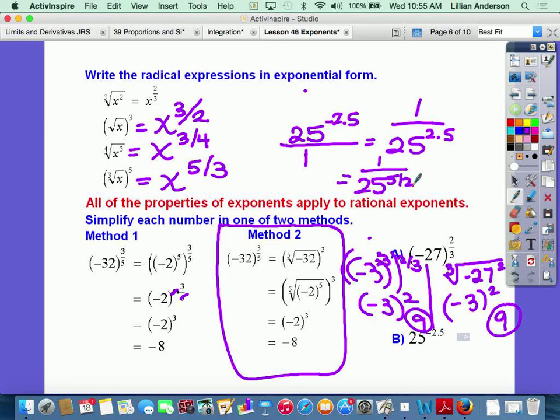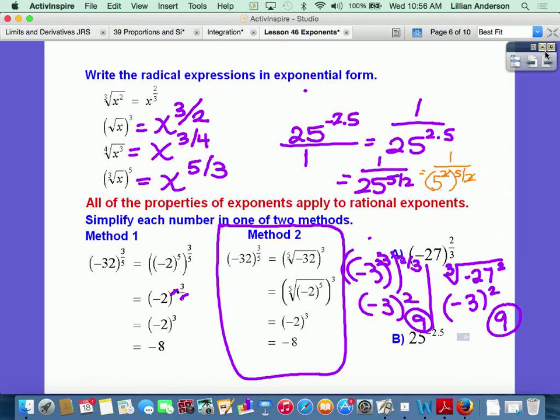Okay, now if you did this using method 1, you would have to ask yourself, what number squared gives me 25? 5. So this could be rewritten as 1 over 5 squared times 5 halves. What happened to the 2's? They cancel out. So this becomes 1 over 5 to the 5th. And I went over this: 31.25. So this is 1 over 31.25.